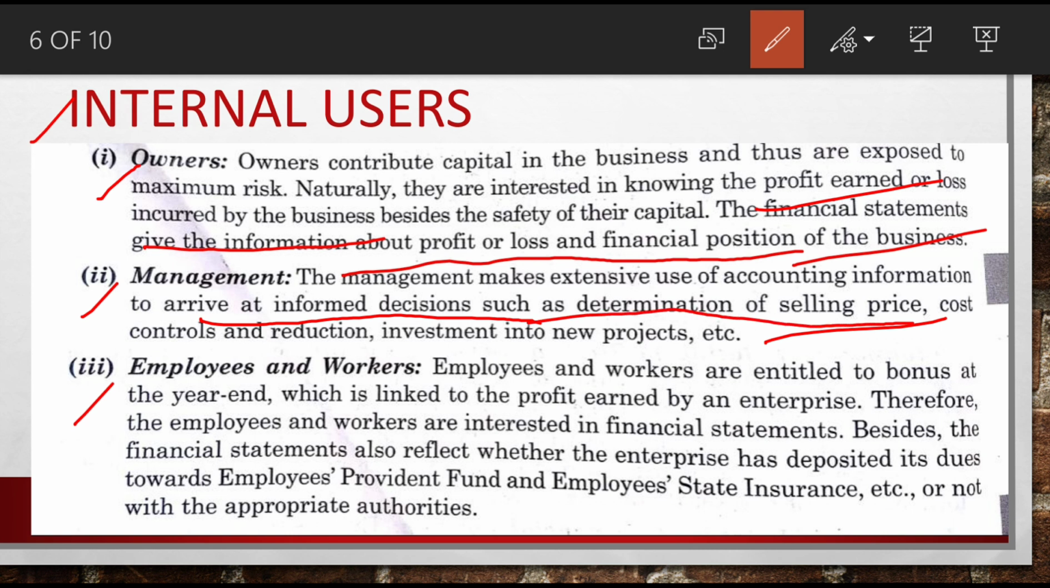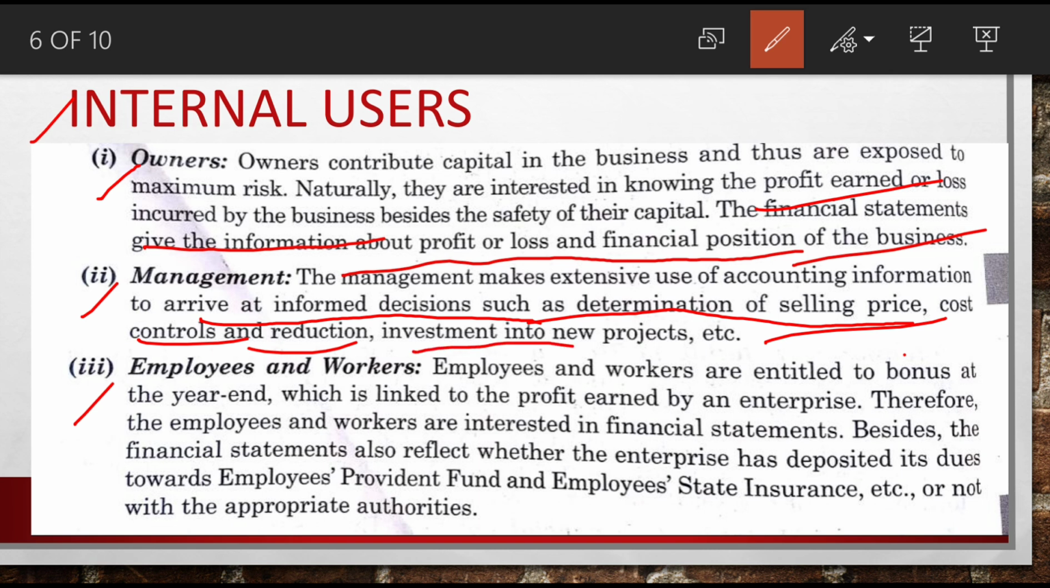So who is taking the decision about the determination of a selling price? Management. They can analyze what is the total amount spent, so that on that basis they can determine the selling price. Cost control and reduction: if an expenditure is more than the income, that is why a loss is incurred. So definitely they can take a decision related to controlling that expenditure or cost.